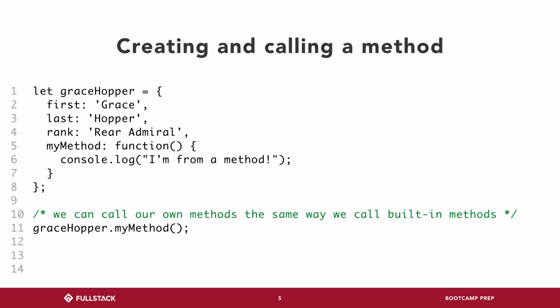Here we have a property, myMethod, where the key is myMethod, and then the value is a function. And we see here on line 11 that we are invoking that method the same way we would invoke a function. So when we run this code, what is going to be printed to the screen? What's going to show up in that upper right-hand corner?